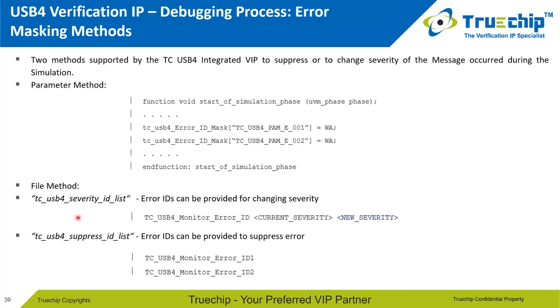The second method is when the error needs to be suppressed or severity needs to be changed for all the simulations. Just give the corresponding ID, current severity and the new severity and it would do so. And here the corresponding IDs are written into this file so that the errors would be suppressed for the simulation.